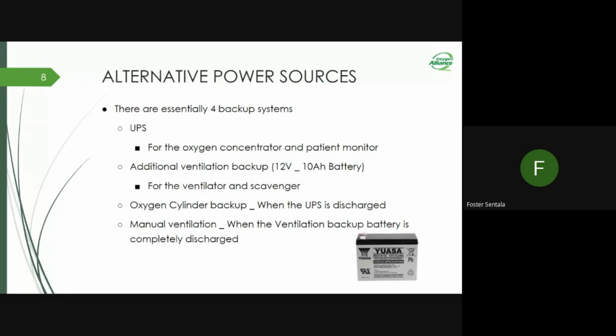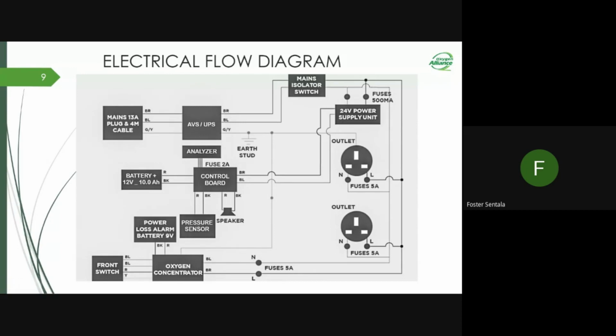This backup of 12 volts battery may last about 12 hours of use without including the use of the oxygen concentrator. We also have oxygen backup. This is by the oxygen cylinders that are connected at the back of the machine. In cases whereby this 12 volts battery has been used up, there is also manual ventilation, which can be a substitute for the gas-driven ventilation. So you can employ manual ventilation in cases whereby the UPS and the 12 volts battery have been discharged.